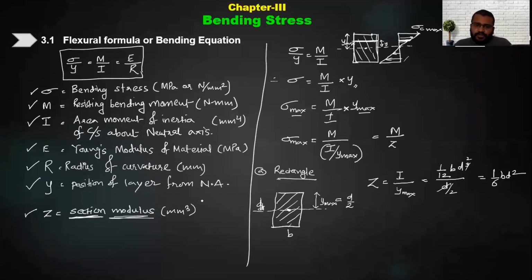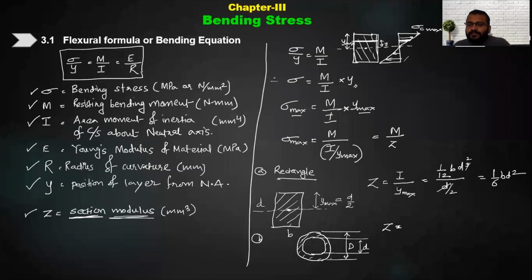Sometimes they ask you this kind of question also. They'll ask you to find out the section modulus for a rectangle, the section modulus for this one also, for a hollow section, and so on. For example, if I go for the hollow circular pipe, where the outer diameter is, let's say, capital D, and the inner diameter is, let's say, small d. Now in this case you have to find out the section modulus.